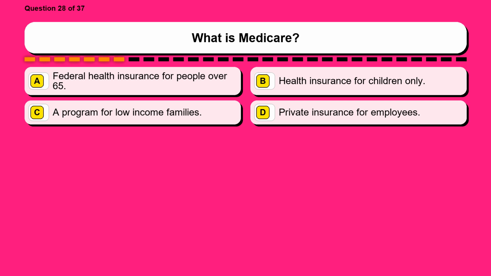Option A, federal health insurance for people over 65. Option B, health insurance for children only. Option C, a program for low-income families. Option D, private insurance for employees.